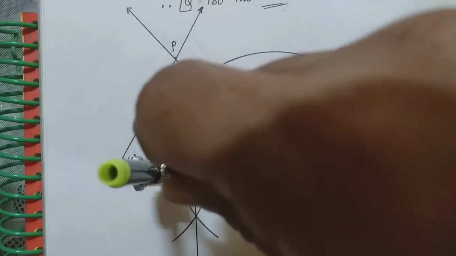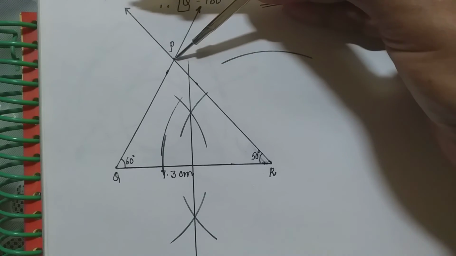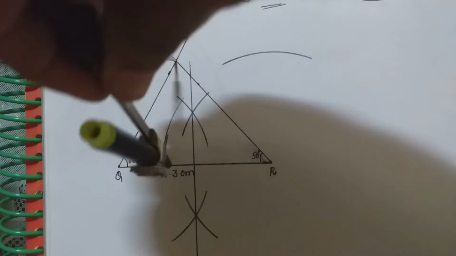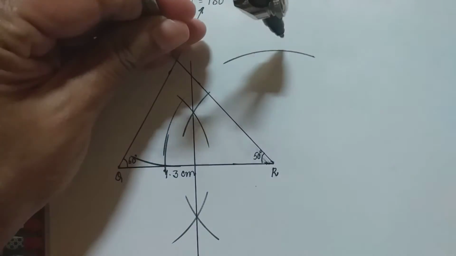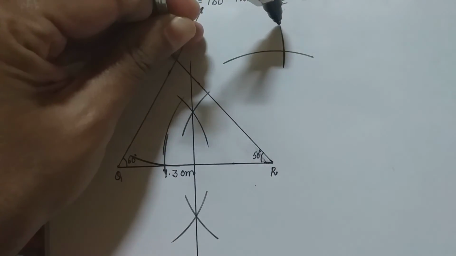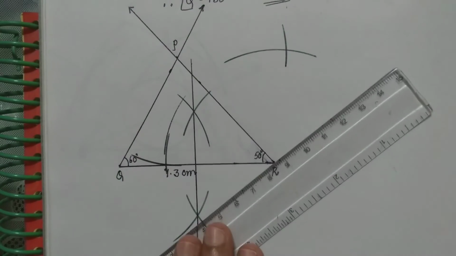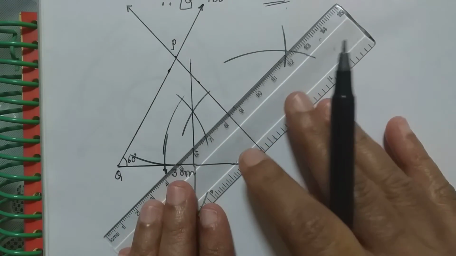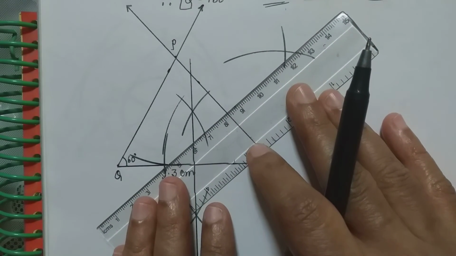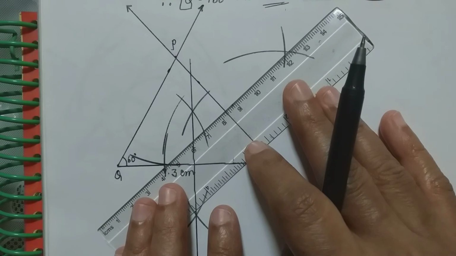Let me draw this arc little larger. Then from P I cut this arc and cut this one too. So we have got a pair of arcs here. There is one pair of arcs, the other is here. So we can draw a line passing through the points of intersection of these two pairs of arcs.